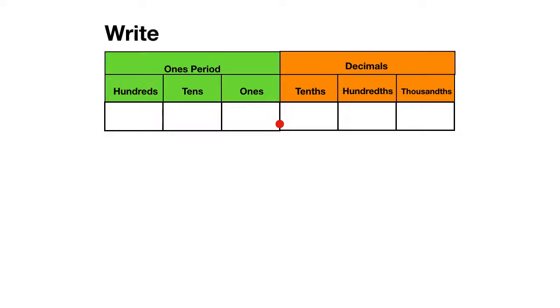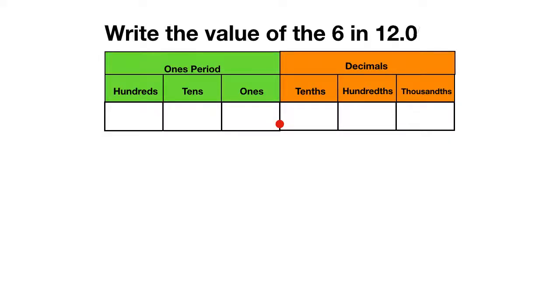Now it's time for you to practice on your own. Write the value of the 6 in the number 12.063. Well, you start by taking this number and putting it on the place value chart. Here's the decimal, so the 2 will go into the ones place and the 1 into the tens. On the other side of the decimal, the 0 will go into the tenths, the 6 goes into the hundredths, and the 3 goes into the thousandths.